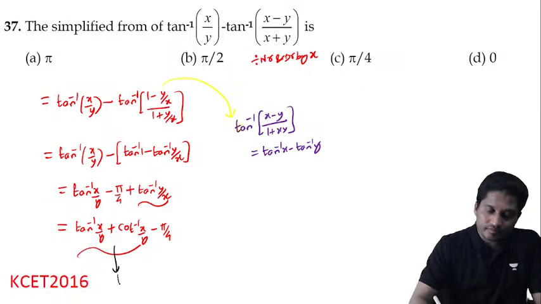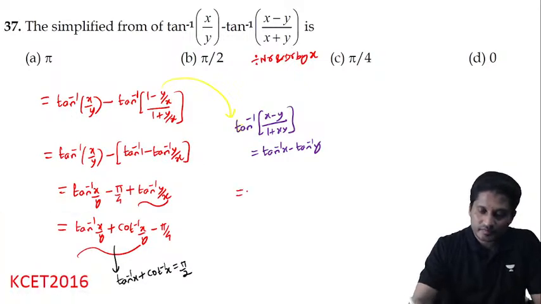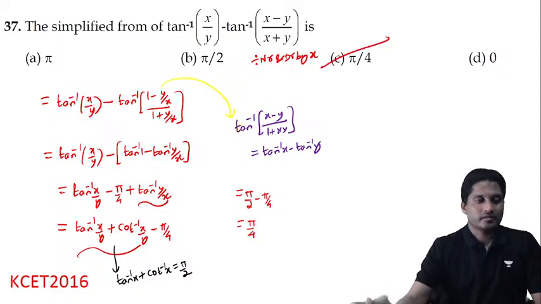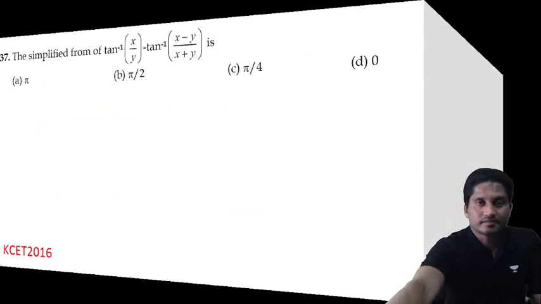So the form tan inverse of x plus cot inverse of x is equal to pi by 2. So this becomes pi by 2 minus pi by 4. 90 minus 45 is 45, equal to pi by 4. Answer is option C. Let's move to the next question.